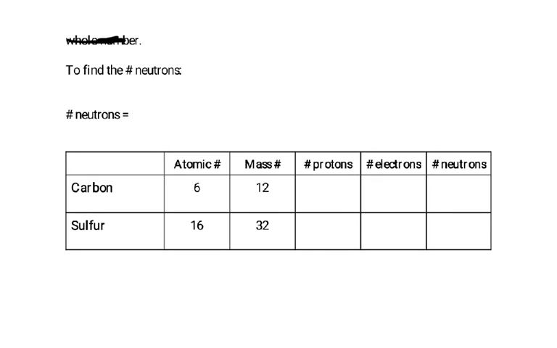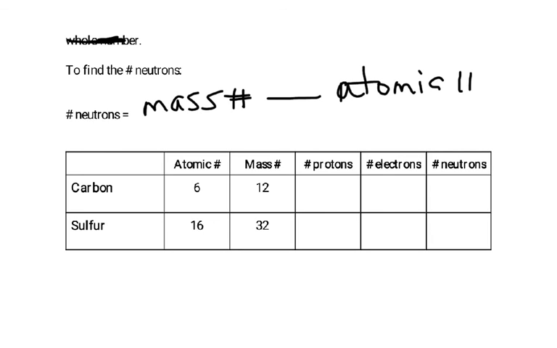Okay, now to find the number of neutrons, we're going to take the mass number, which is the number of protons and neutrons, and we're going to subtract the atomic number, which is the number of protons, and that should give us the number of neutrons. So let's look at carbon. Carbon has an atomic number of 6, so it's got 6 protons and 6 electrons.